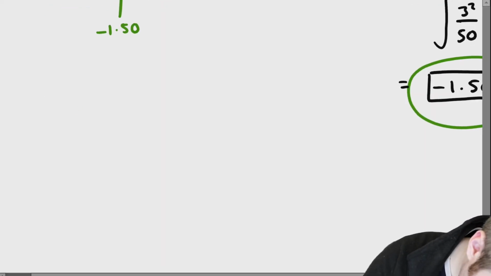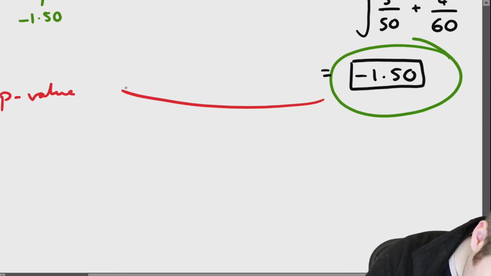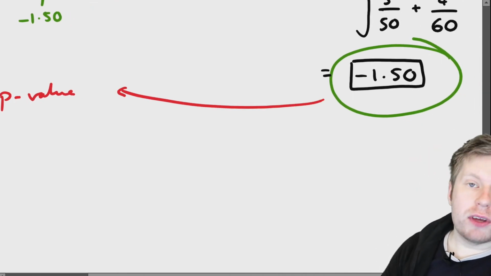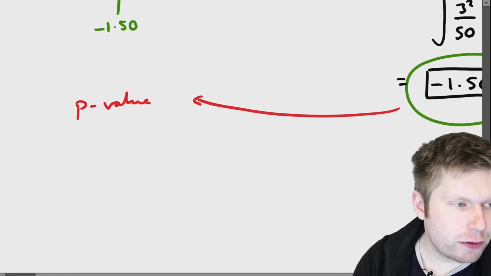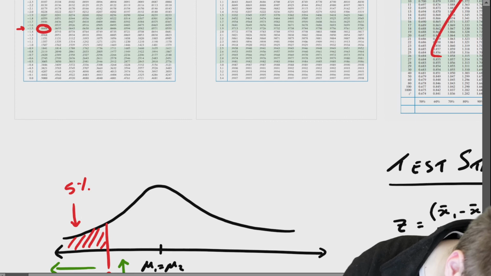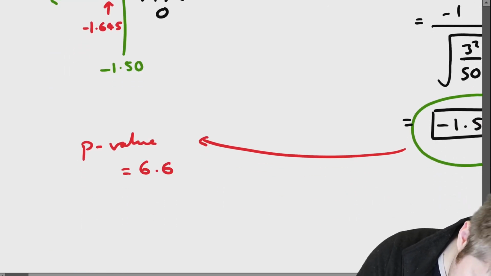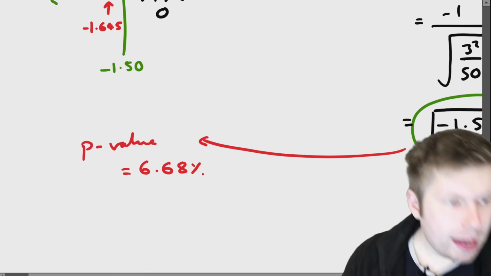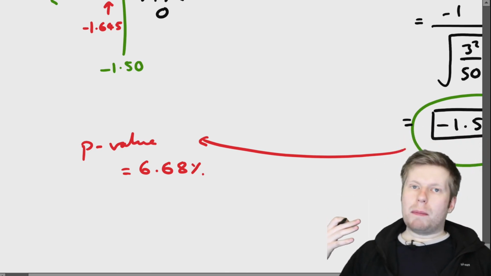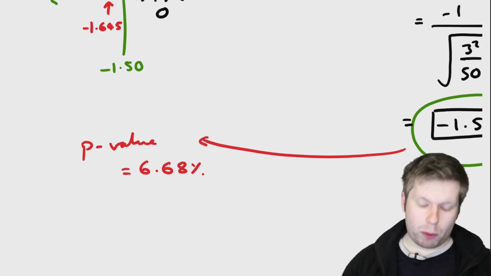So my p-value, which is associated with negative 1.5 units of standard deviation from the hypothesized difference in my means, was 0.0668, which is 6.68%. Now that's above my level of significance of 5%. So again, that's another reason why I fail to reject the null hypothesis.